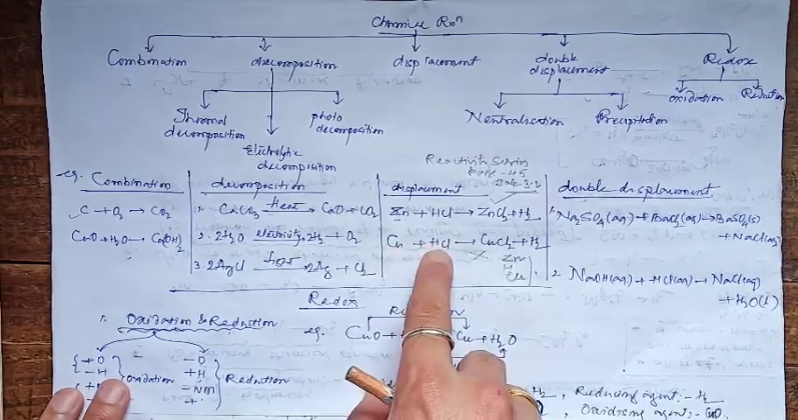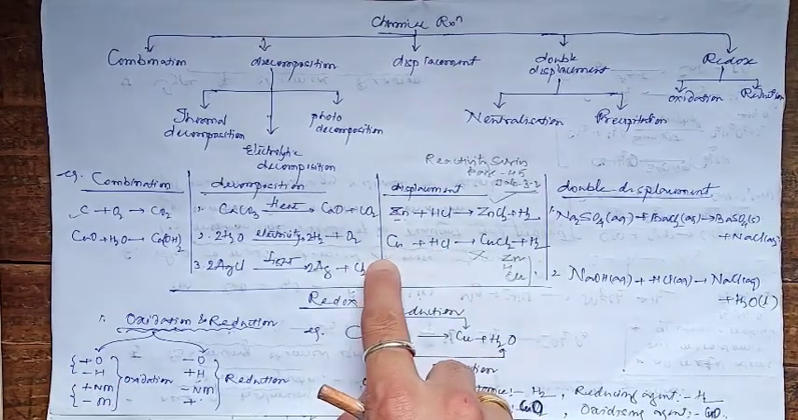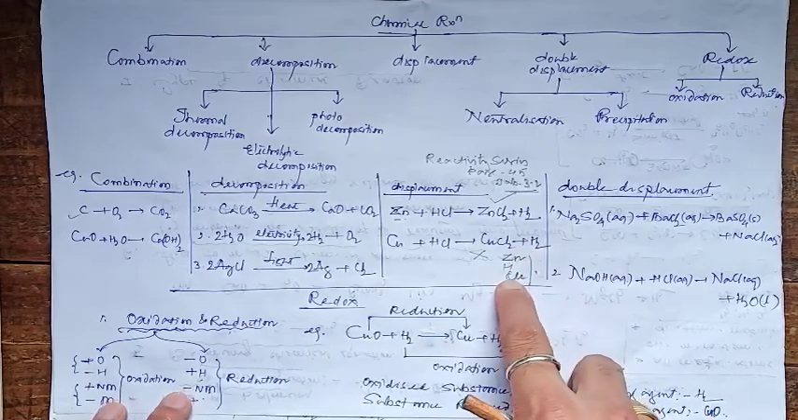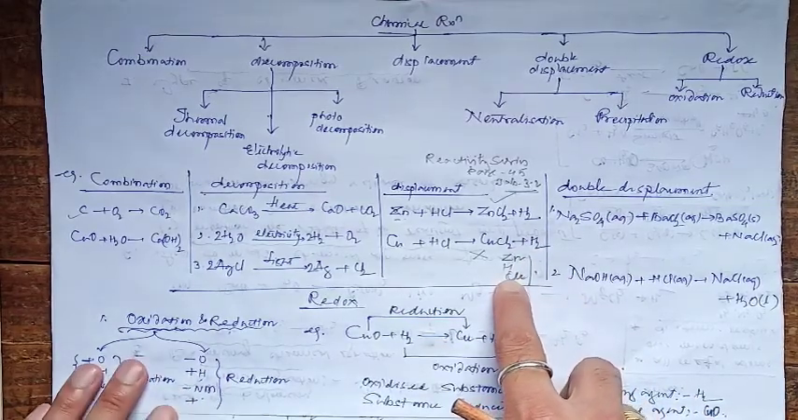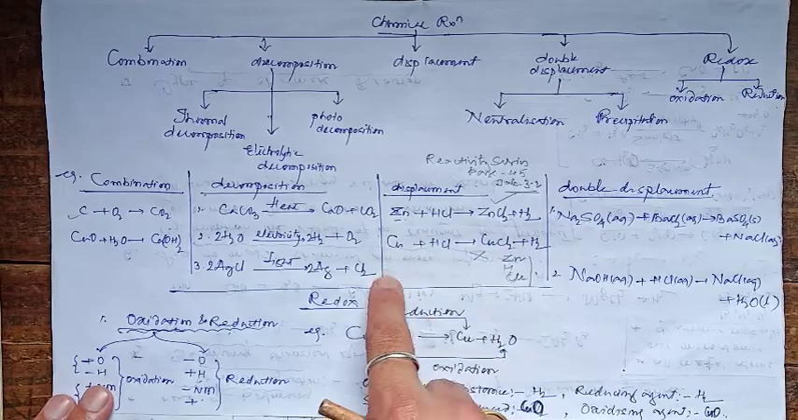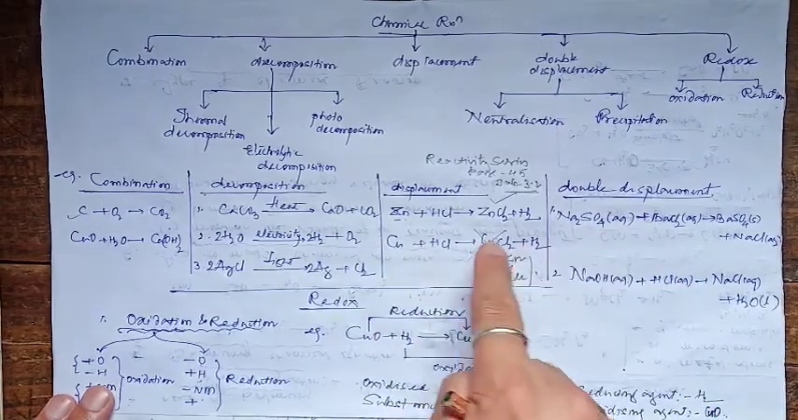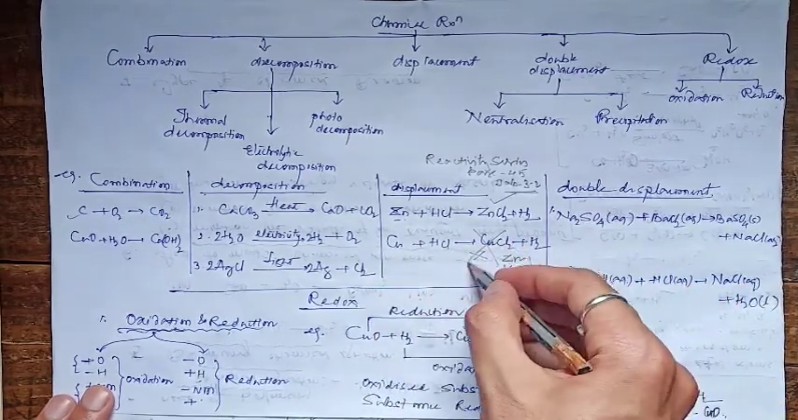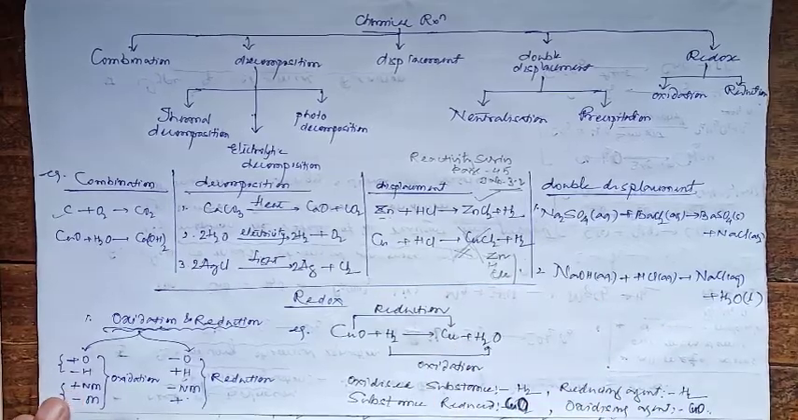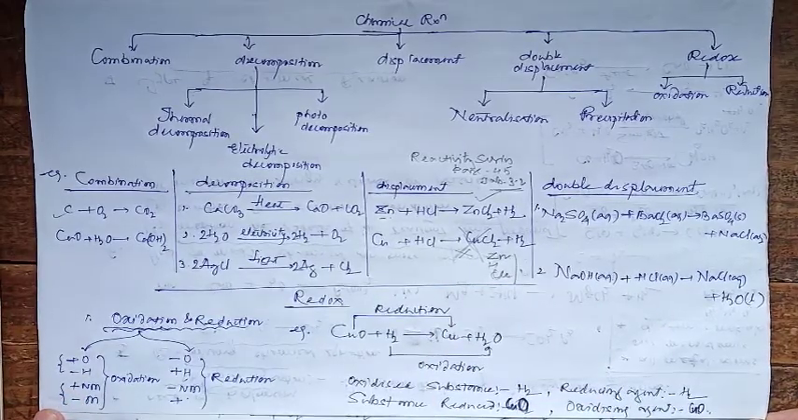Copper plus HCl. If you compare the reactivity series, copper is below hydrogen, which means copper is less reactive than hydrogen. So copper is not able to displace this hydrogen, and that's why this reaction is not possible. So this is how we can compare the displacement reaction.